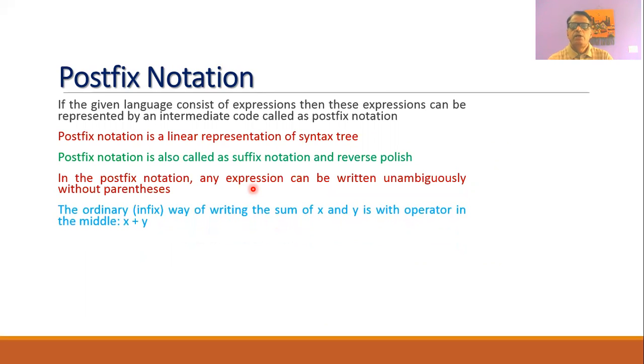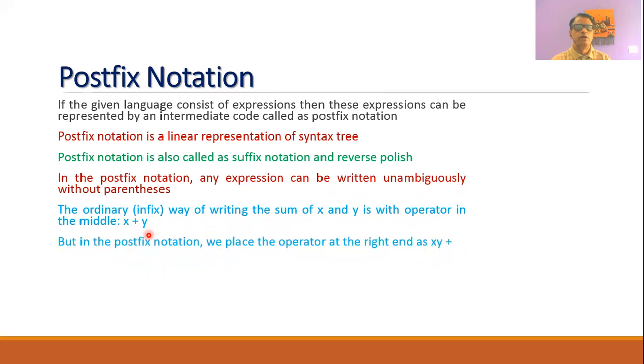The ordinary expression that we write in a programming language is called infix notation. Whenever we want to write the sum of x and y with the operator plus, we write it as x plus y. So this plus is a binary operator, and x and y are the two operands on which this operator operates. Writing such an expression is called infix notation. But in postfix notation, we place the operator on the right hand side, after the operands.